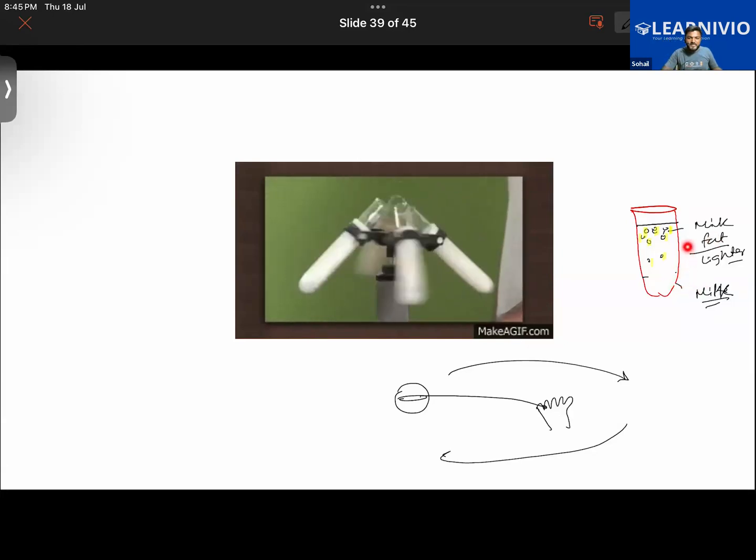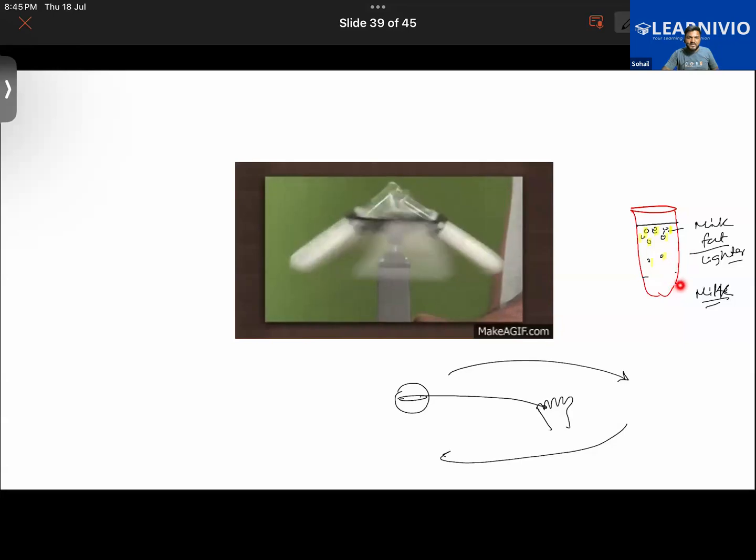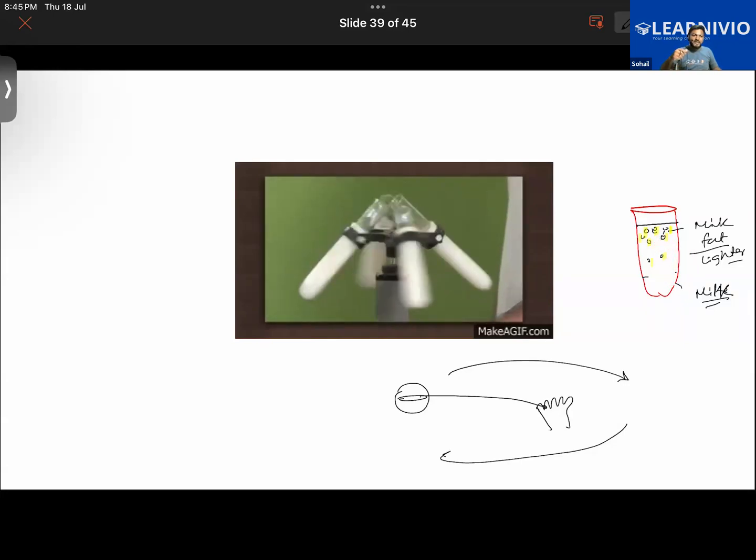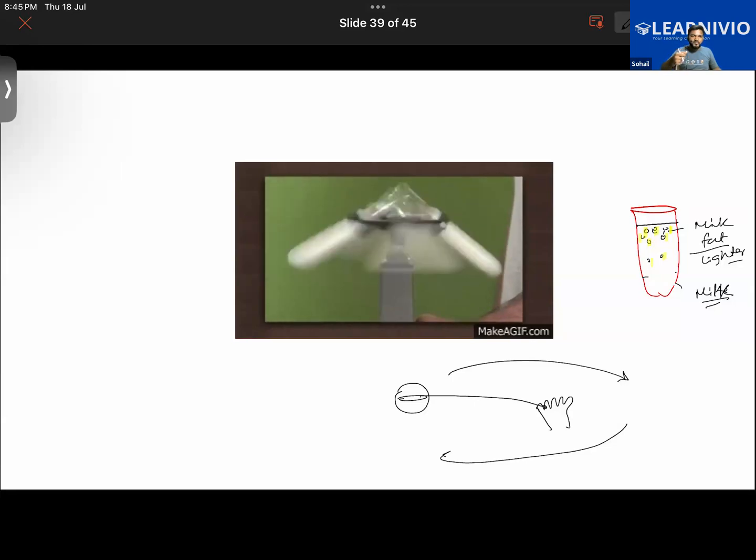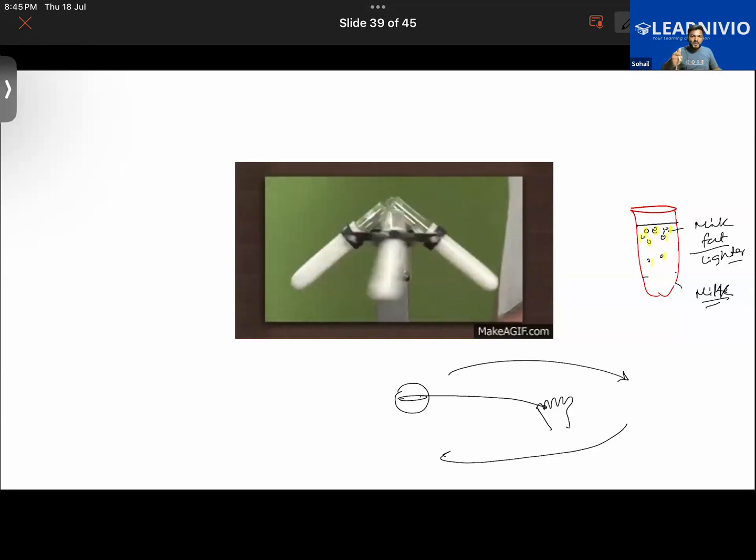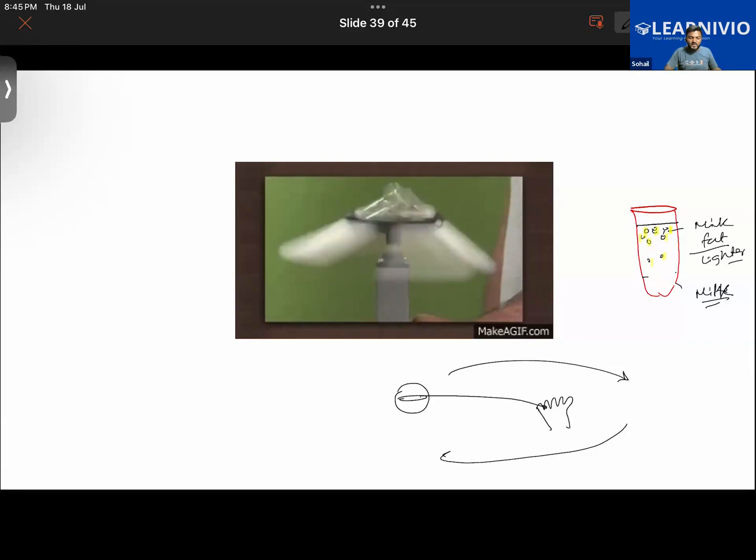The fat present in the milk is lighter than the milk. That is why it will accumulate on the top. We know that lighter things tend to move upward. So thereby the milk fat will accumulate on the top.